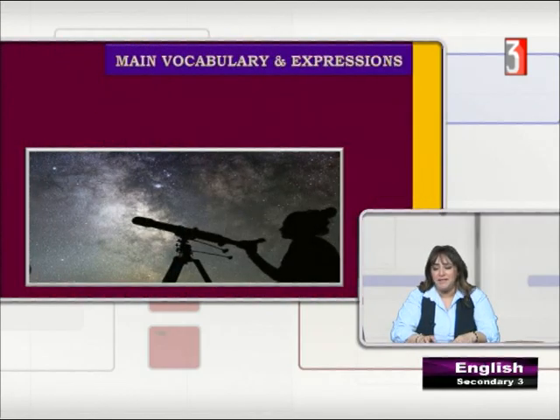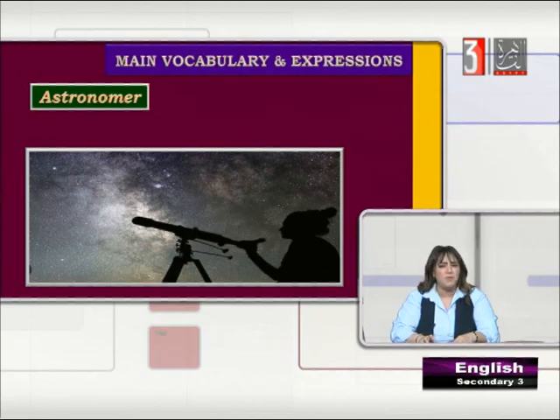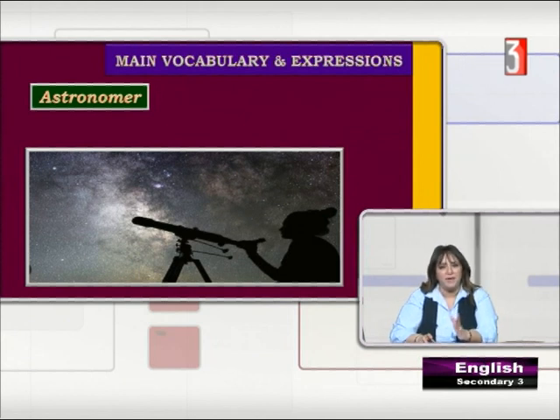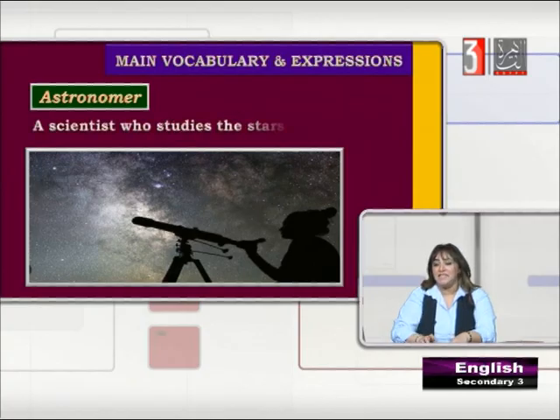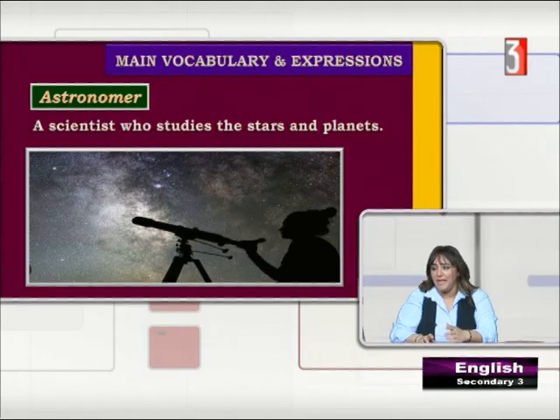Next word, as you see on the screen here, is astronomer. What's an astronomer? If you cannot pronounce the word correctly, you can divide the word into syllables: as-tron-o-mer. Okay, so let's see who is an astronomer. An astronomer is a scientist who studies stars and planets, as you see on the screen.